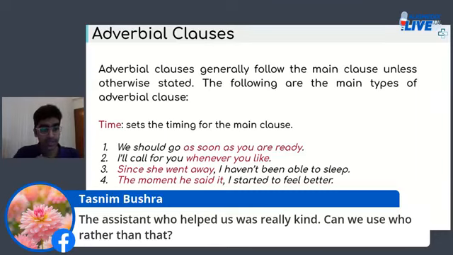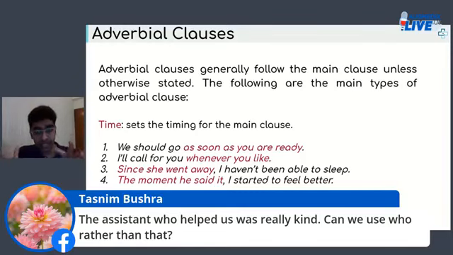Dustin Busher is asking, the assistant who helped us was really kind. Can we use who rather than that? Of course. In fact, who is actually more encouraged. Remember, I said that we use who to talk about people. We use that also to talk about people and other things. And that is used under informal circumstances, in an informal context.